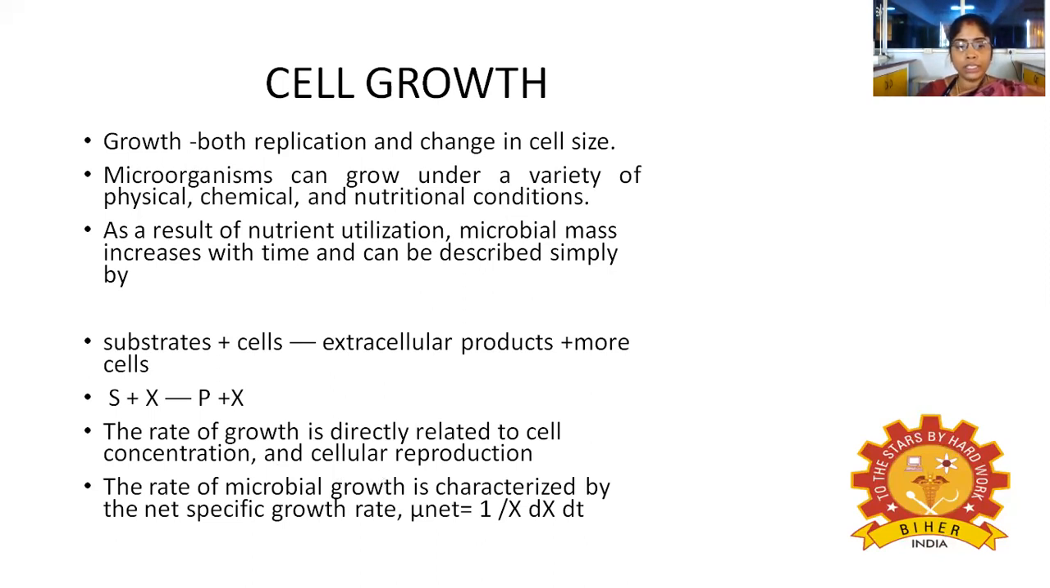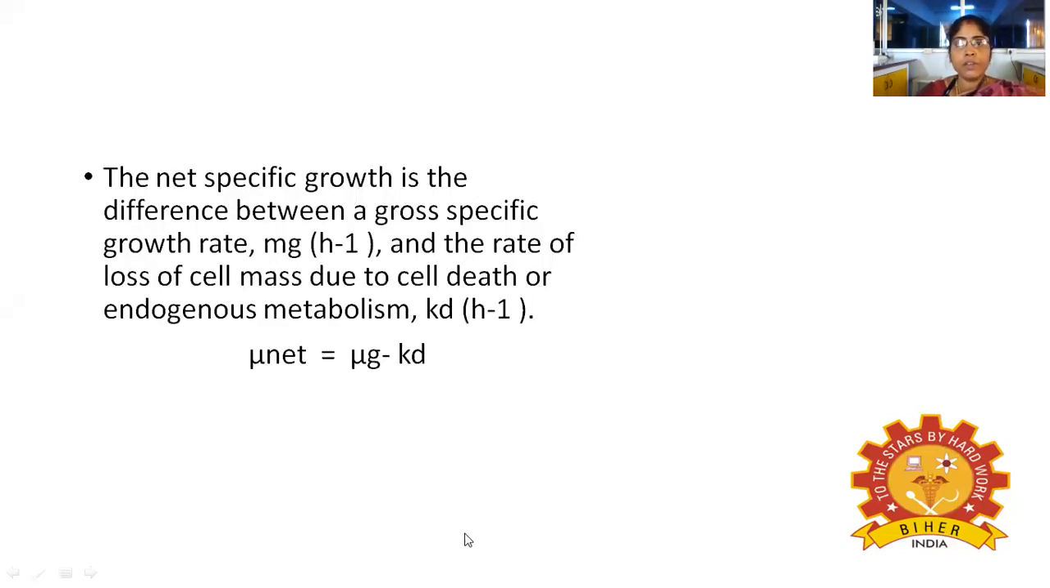Based on this, we can give the rate of microbial growth at a particular time. It can be represented as mu net equals 1 by x into dx by dt. Here x represents the biomass, which changes with respect to time based on the utilization of the nutrients by the microorganisms for their growth in a particular time period.